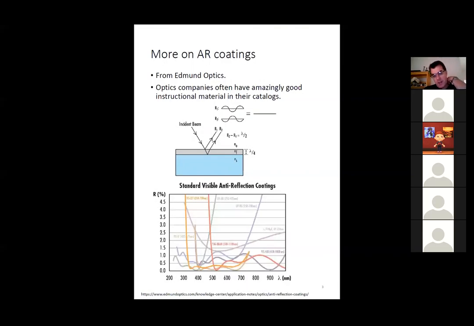We'll show it next time, but instead of deciding to block light at certain wavelengths, you can also use interference to make highly efficient mirrors. And so we'll talk about some of that. And one of your assignments will be to design what we call a distributed Bragg reflector.